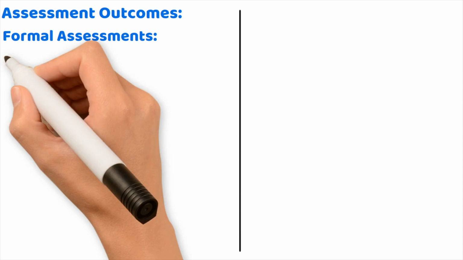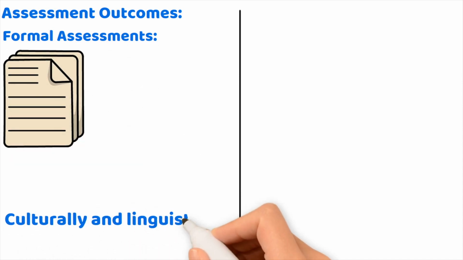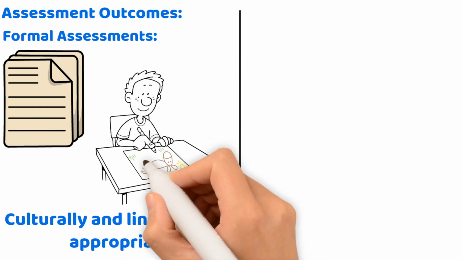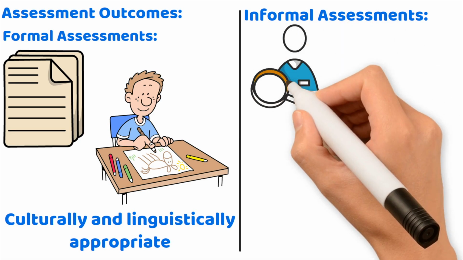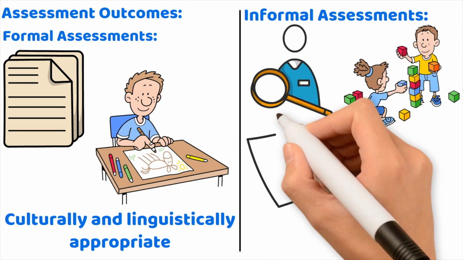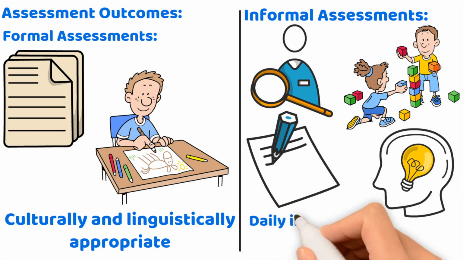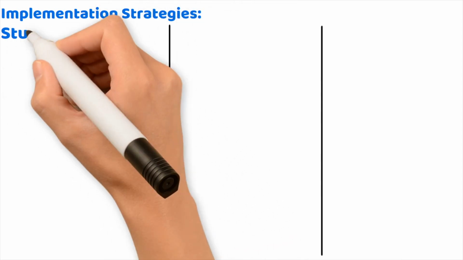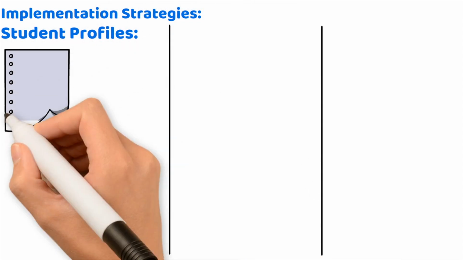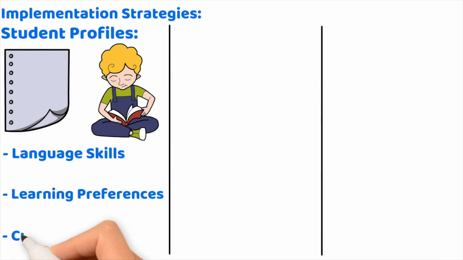Assessment outcomes. Formal assessments. Utilize standardized tests and quizzes that are culturally and linguistically appropriate to gather quantitative data on student learning. Informal assessments. Employ observations, student interactions, and ungraded assignments to gain qualitative insights into students' language development, crucial for daily instructional adjustments. Implementation strategies, student profiles. Maintain detailed records of each student's language skills, learning preferences, and cultural background.